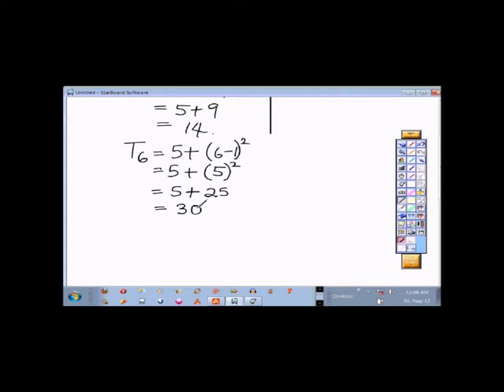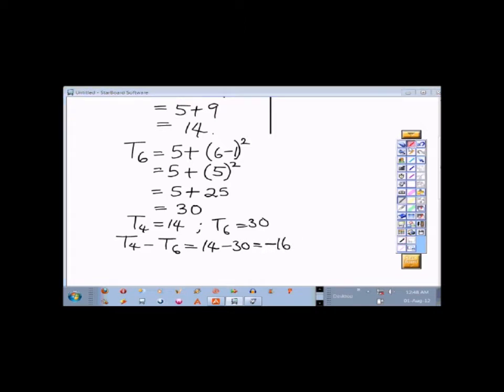Now, having obtained T4 to be 14 and T6 to be 30, clearly T4 minus T6 will give us 14 minus 30, which of course is minus 16, and that is our final solution.